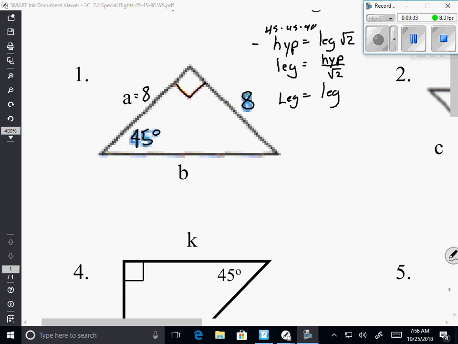So this formula right here tells me if I want to find the length of the hypotenuse, I take the length of a leg and multiply it by the square root of 2. The length of a leg is 8 times the square root of 2. And sometimes that's all you have to do. But let's go ahead and write it in radical form and the decimal form. So in your calculator, put 8 square root of 2. And let's round to the 10th place. What do we get?